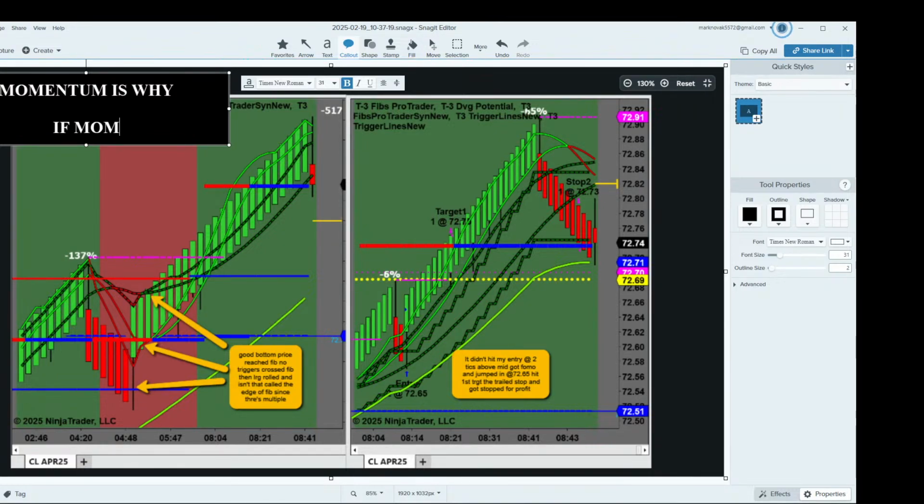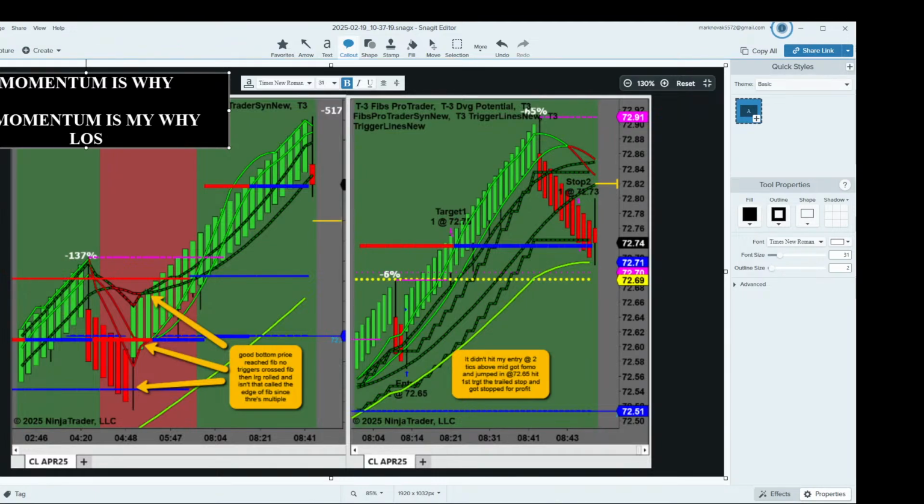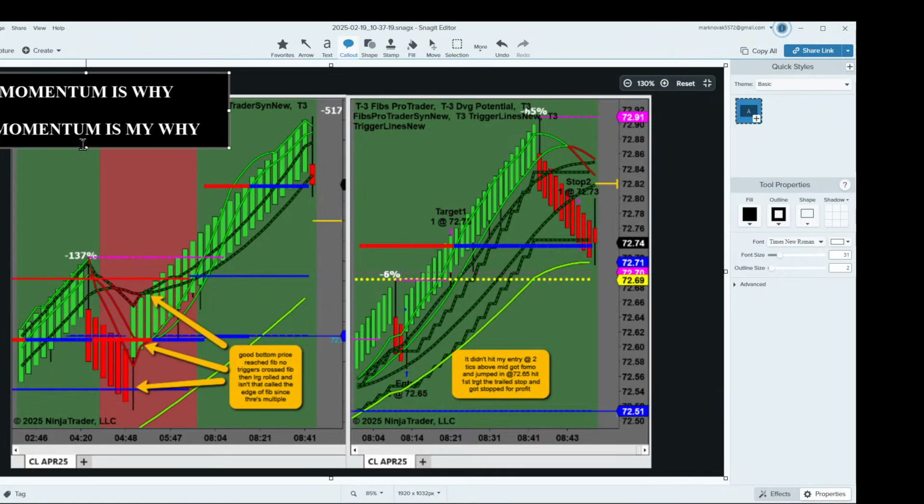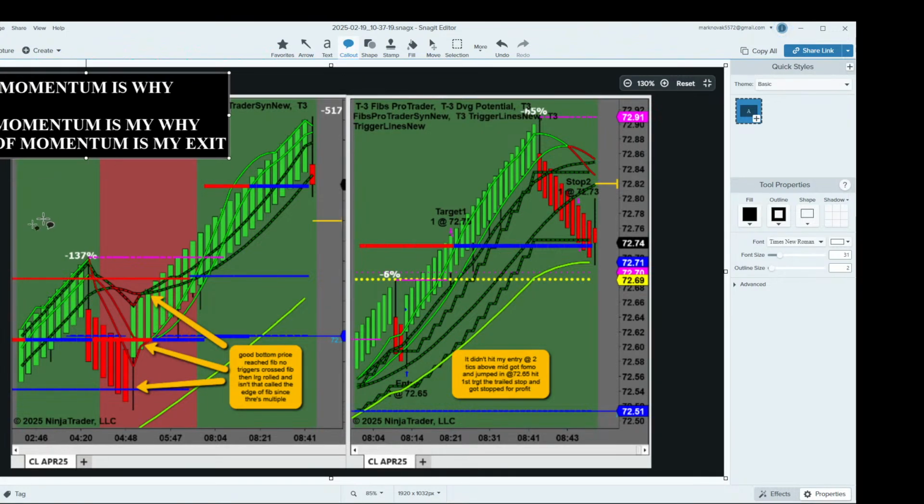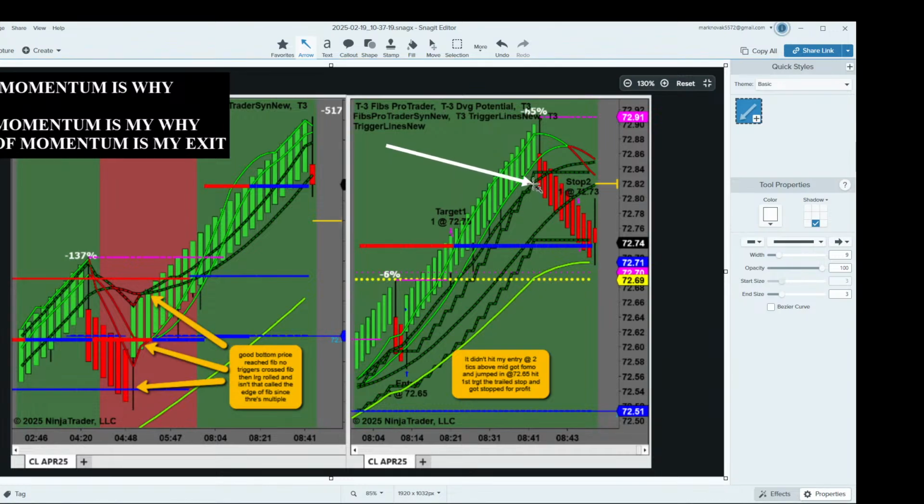So if momentum is my why, loss of momentum is my exit. Does that make sense? Every kind of trade you take may have a little different management plan. So this would be your loss of momentum: that first close on the wrong side of the triggers.